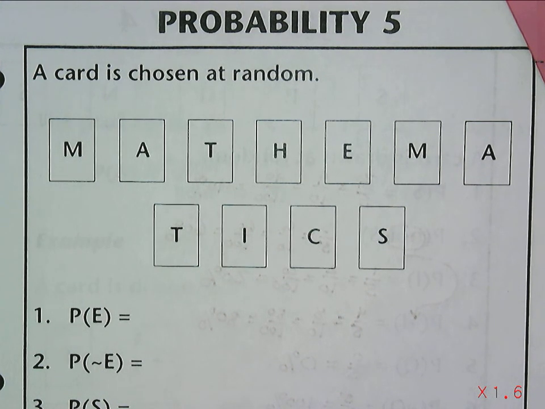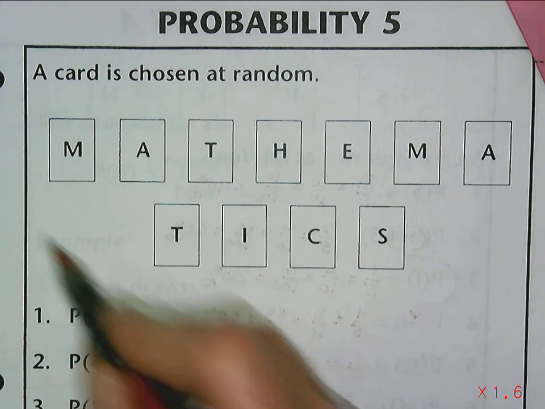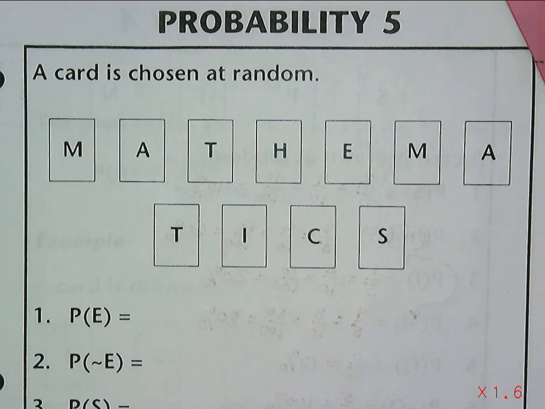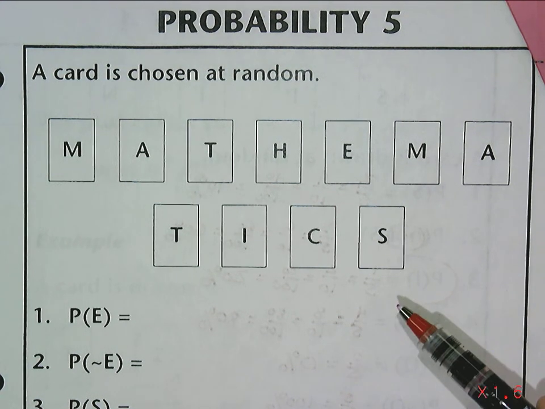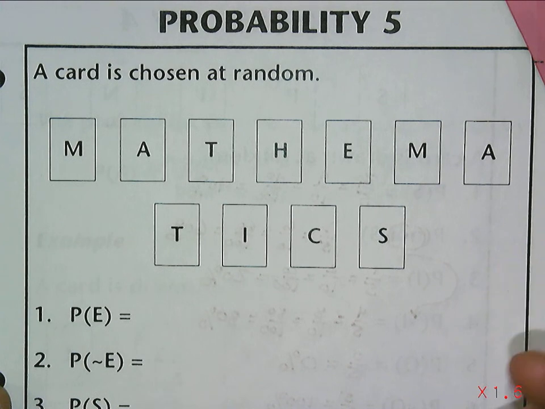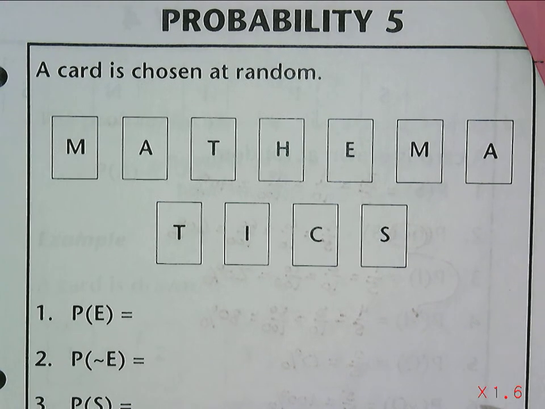So now we're looking at probability packet section 5, and we have this set of cards that have letters on them that spell out mathematics. As we're solving this set, we have to keep in mind the letters that we have, in some cases more than one of each letter, and the chance or probability of choosing one of these cards if we were to shuffle them and just take one out of the deck.